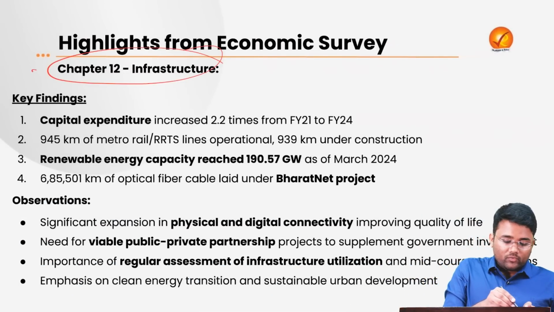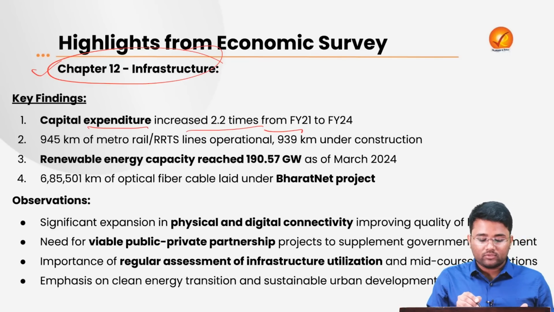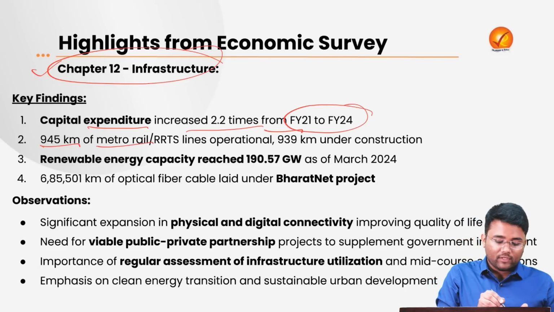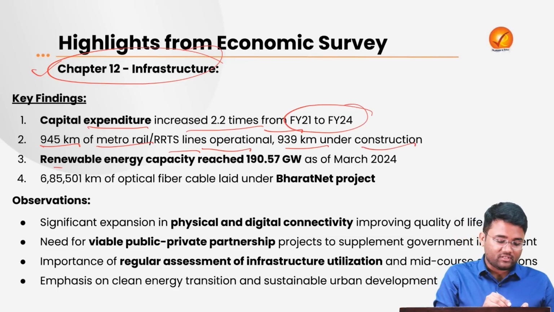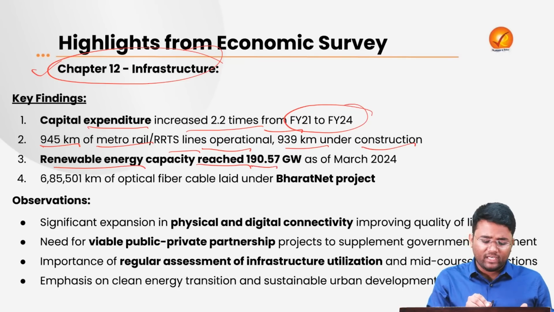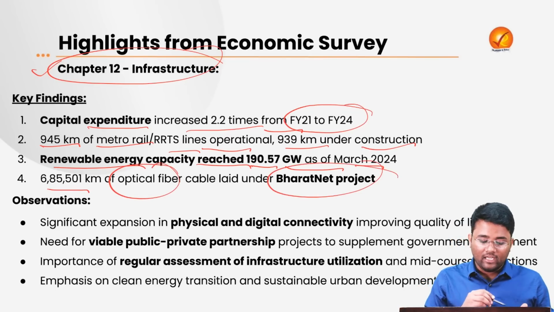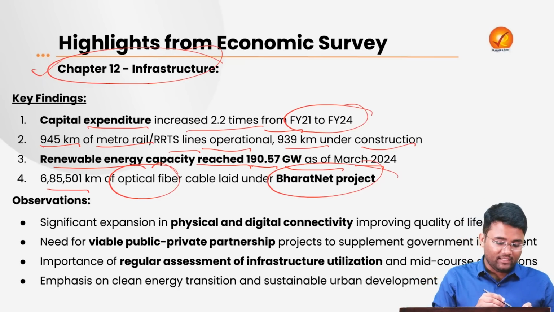Then if we talk about chapter 12 that talks about infrastructure, the key findings are that capital expenditure has increased 2.2 times from financial year 21 to financial year 24. Almost 945 kilometers of metro rail or rapid rail transportation system lines were operational and 939 kilometers are under construction. Renewable energy capacity has increased to 190.57 gigawatt as of March 24. More than 6 lakh kilometers of optical fiber have been laid under the BharatNet project, which is focusing on improving digital connectivity, improving internet connections especially in rural areas.